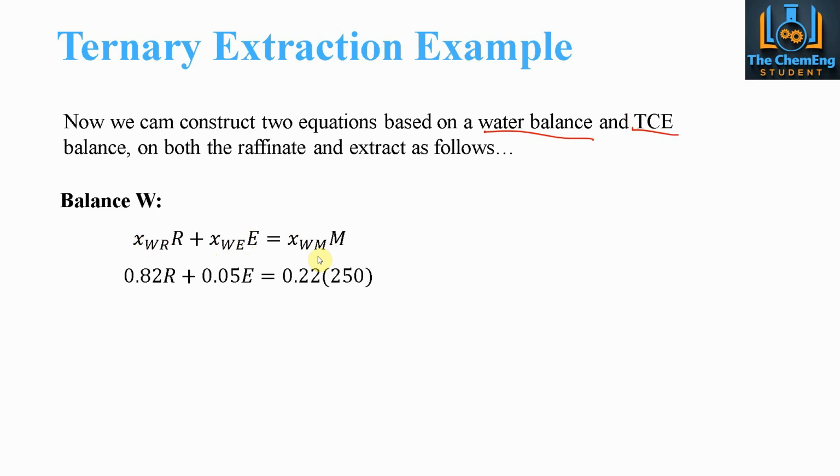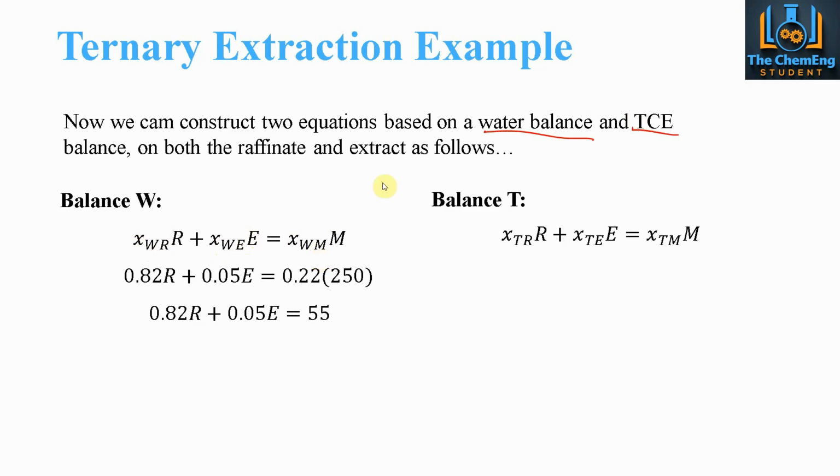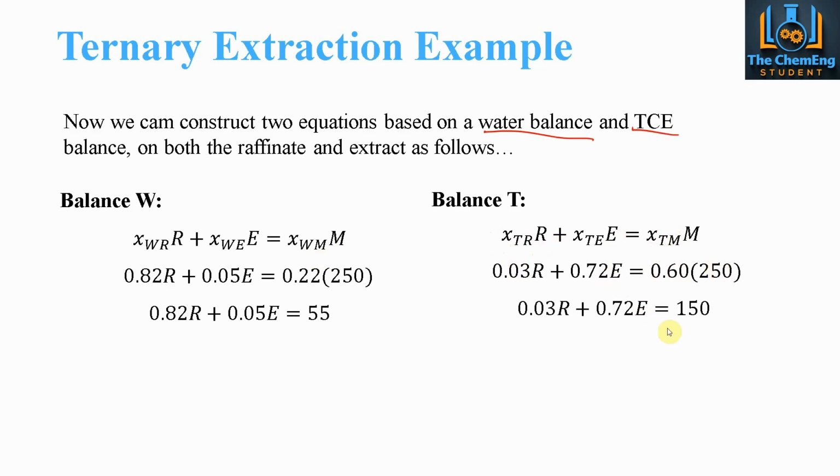So if we substitute in the values, then we get an equation of 0.82R plus 0.05E must equal 55. Now if we do exactly the same thing in a balance on T, we will substitute in the respective coordinates that we achieved for TCE at both the raffinate and the extract. So we get 0.6 because we had 60% in the mixing point. Total was 250. So we got 150.